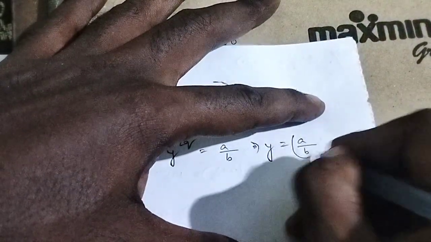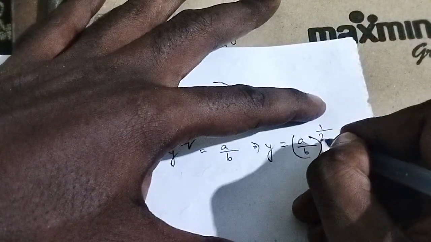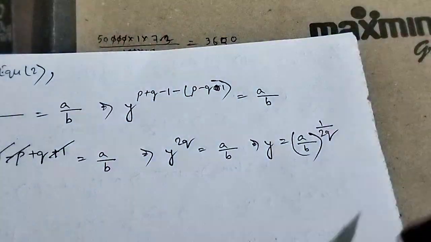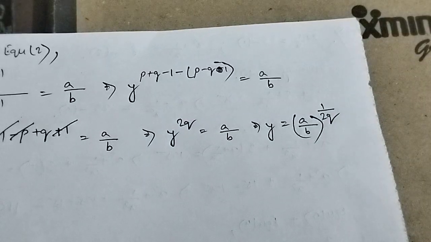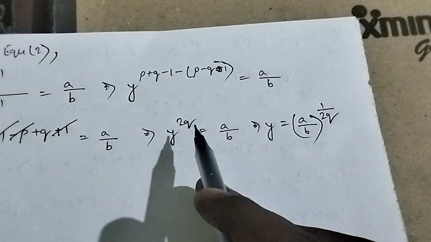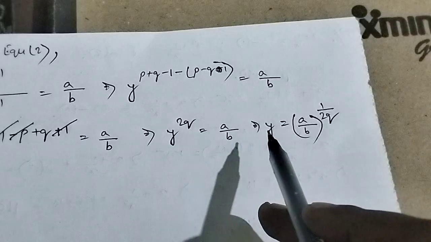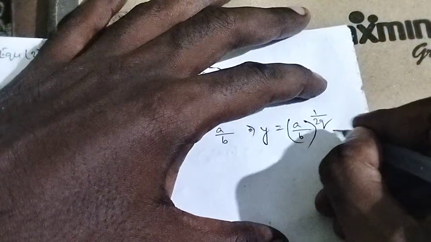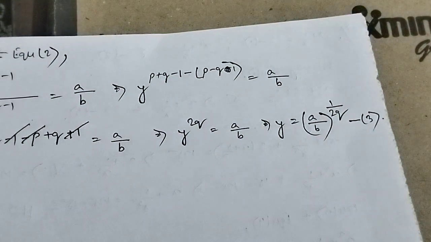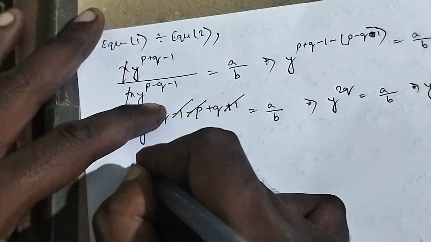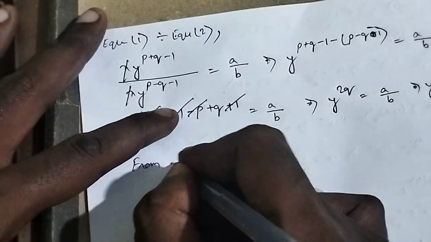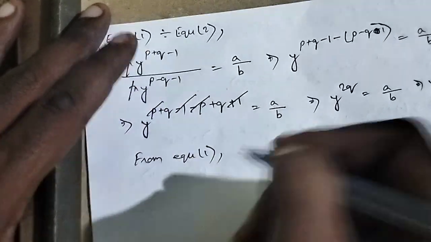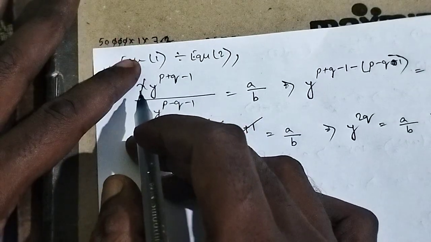So from here we can write y is equal to (a by b) to the power 1 by 2q. Can I write? y to the power 2q is equal to a by b, so y is equal to (a by b) whole to the power 1 by 2q. Name it as equation 3. Clear? Again from equation 1. What was equation 1?